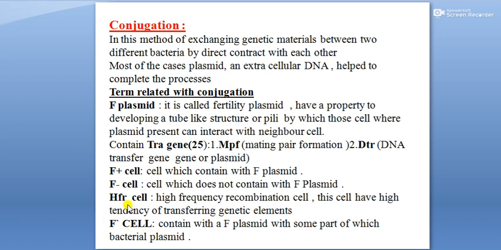And the next one is the HFR cell. HFR stands for high frequency recombination cell. These cells have a high tendency to transfer genetic material, right? They have the capability to recombine DNA at high frequency. And the last term is F prime cells. It contains the F plasmid along with some part of the bacterial chromosome. That means F prime has both the F plasmid and bacterial or chromosomal DNA.